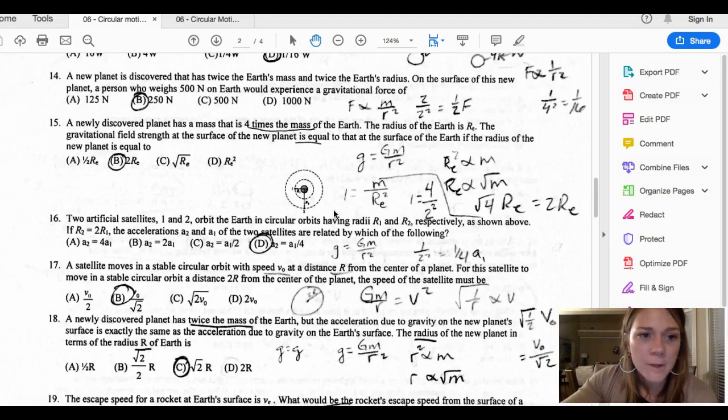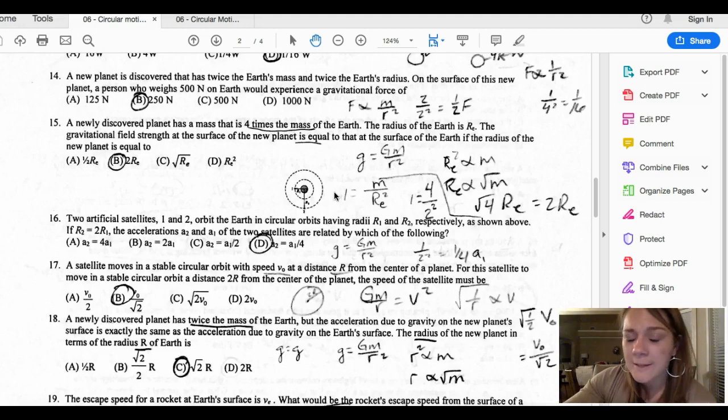Okay. A newly discovered planet has a mass that is 4 times the mass of the Earth. The radius of the Earth is RE. The gravitational field strength at the surface of the new planet is equal to that at the surface of the Earth, if the radius of the new planet is equal to blank.